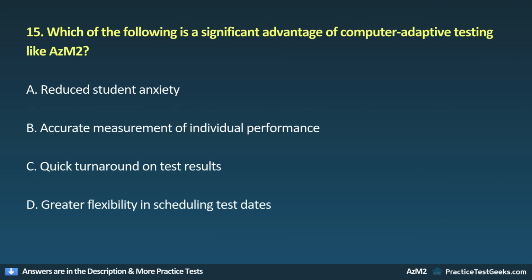15. Which of the following is a significant advantage of computer adaptive testing like AzM2? A. Reduced student anxiety. B. Accurate measurement of individual performance. C. Quick turnaround on test results. D. Greater flexibility in scheduling test dates.